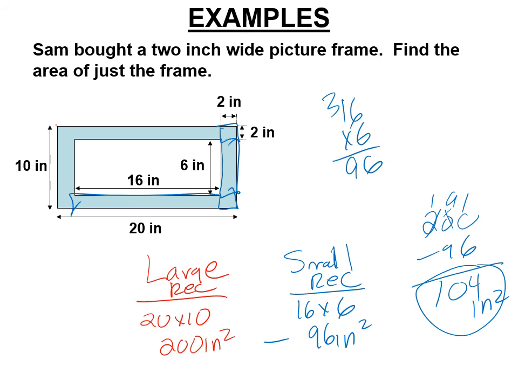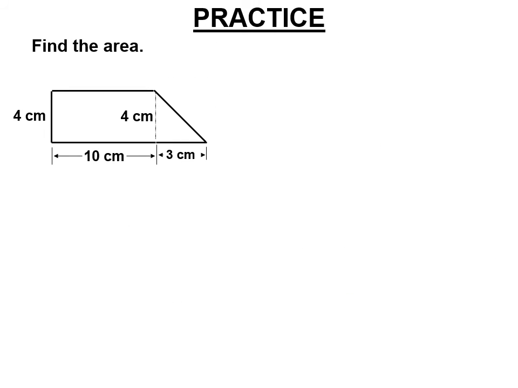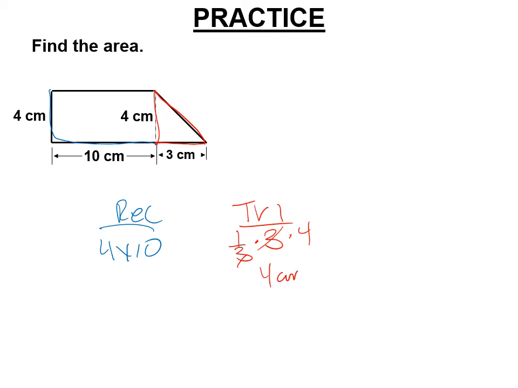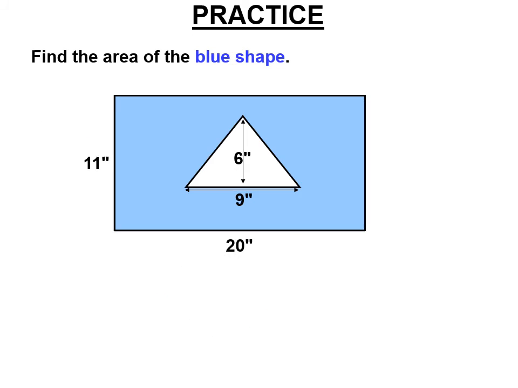All right, so let's practice. So I see a rectangle, which is 4 by 10, right? Base times height. And I see a triangle at the end of it. And the triangle, 1/2, the base is 3, and the height straight up is 4. 3's cancel. That's 4 square centimeters. The rectangle is 40 square centimeters. I can add those in my head and get 44 square centimeters for the total area.